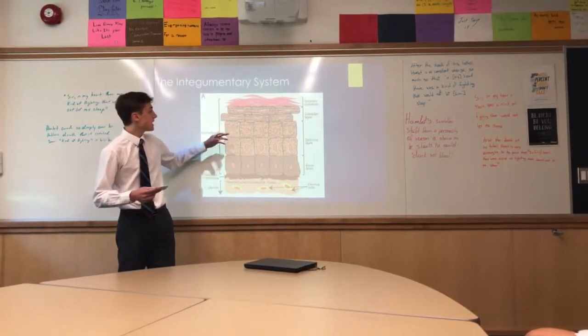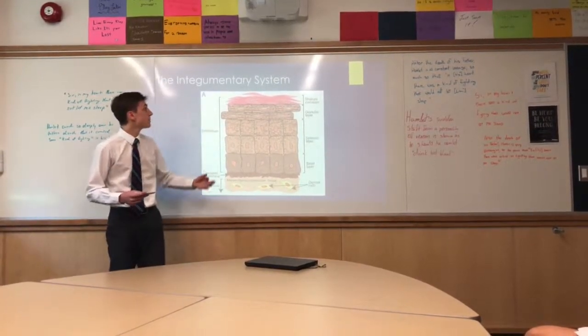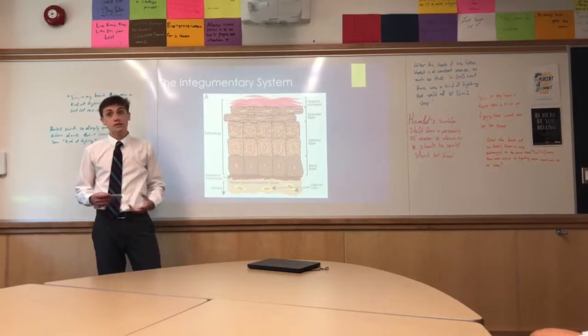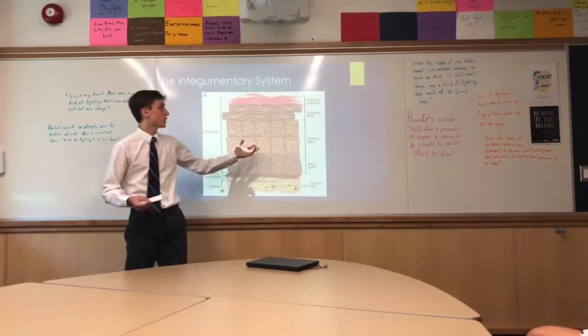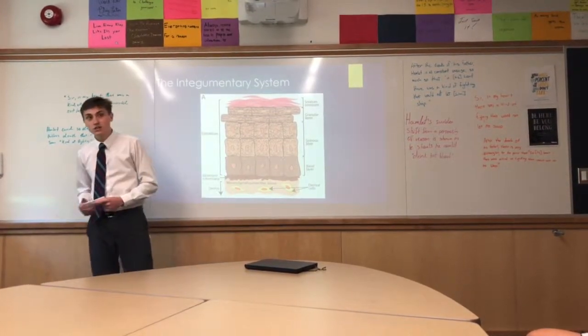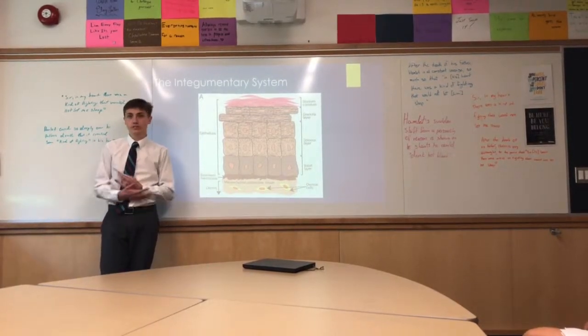The spinous layer, this is where the bulk of the skin comes from. The granular layer, which is the top of the skin cells, and then the stratum corneum, which is where all the dead cells reside and all the other types of materials that are on top of the skin.